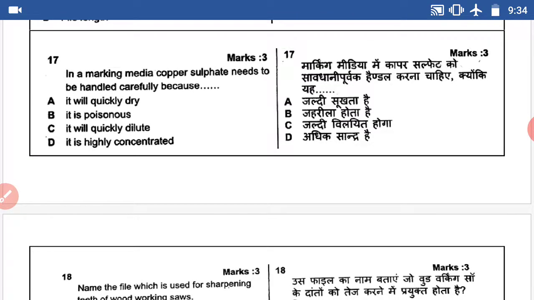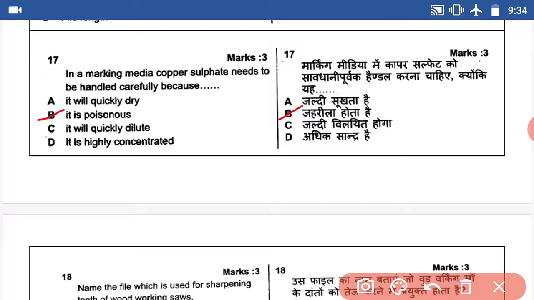In a marking media, copper sulfate needs to be handled carefully because dash. Copper sulfate is poison. This is poison marking media. So this question answer it is poison. Answer B.